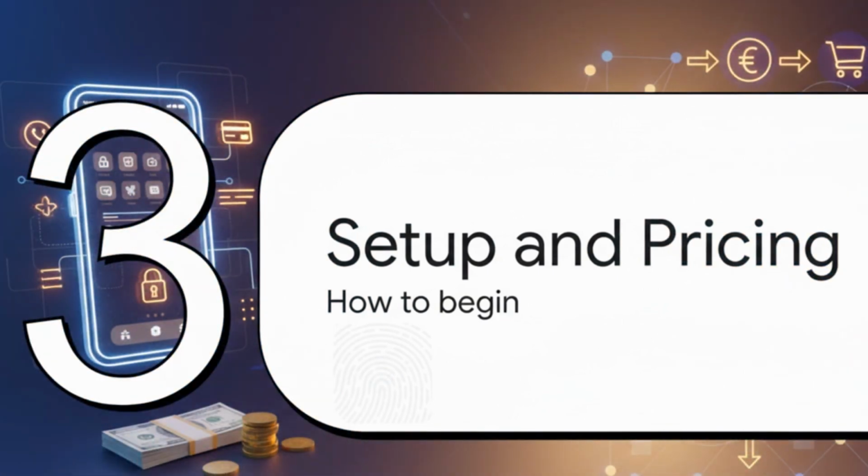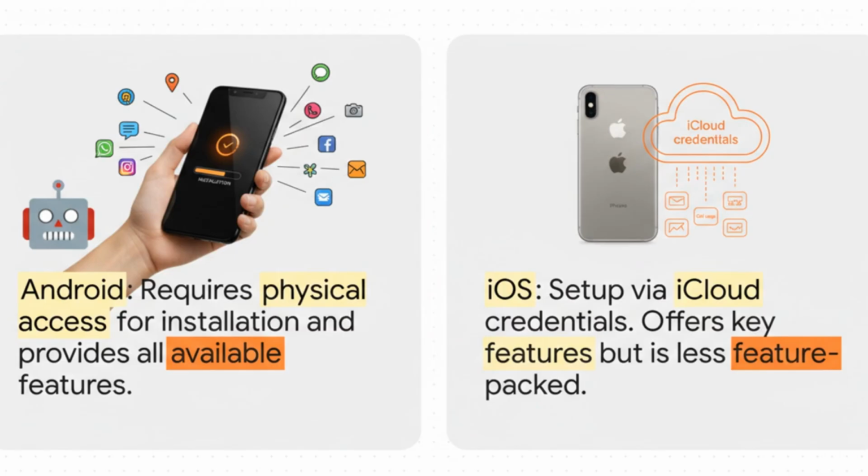Okay, wow, that is a lot of features. So the two big questions are probably, how hard is this to set up and what's it going to cost? Let's break down the practical side of things. So the setup is a little different depending on the phone. For an Android, you will need to get your hands on the device just for a minute to install the app. But once you do that, you get the whole shebang, every single feature we just talked about. For an iPhone, it's actually a bit easier. You don't need the phone at all as long as you have their iCloud login info. The iOS version gives you all the key features like calls, messages, and web history, so it's still incredibly powerful.